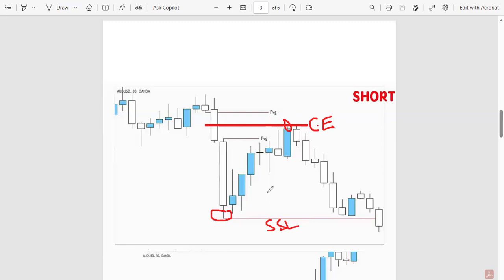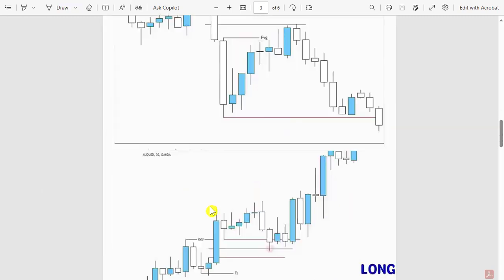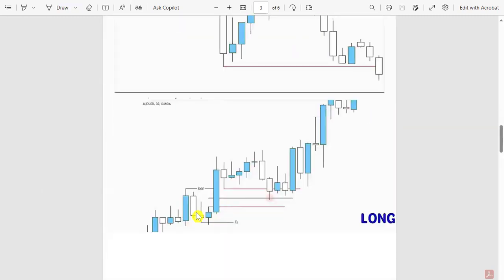You see this breaker here is the one that was used as our supporting PD array, or an overlapping PD array. If you are still confused about what exactly a breaker block is, I have already created a video about the breaker block, so you can check it. It's a very simple concept. This is the one that gave more strength to this fair value gap. So that's the first example of how we can use a fair value gap. The second example is on the long position.